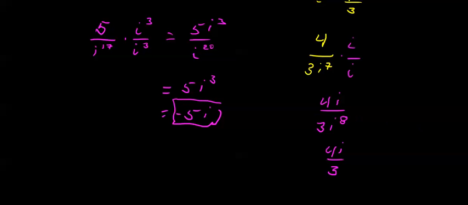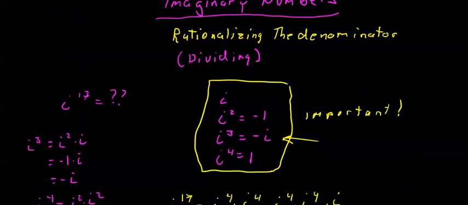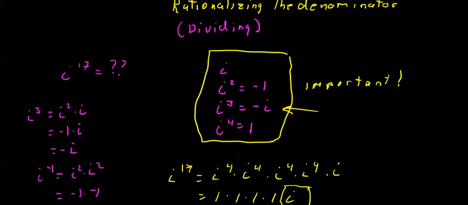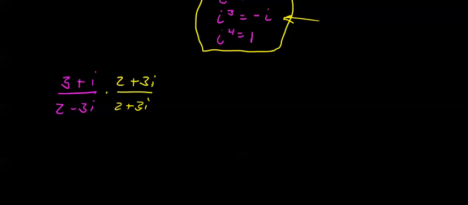Relatively simple. The last thing we're going to look at for dividing is basically what we did in the last unit, on our last test. What happens when we have something like 3 plus i over 2 minus 3i? This is exactly, 100% exactly like we did in the last unit. We need to multiply by the conjugate of the denominator. So we multiply top and bottom by 2 plus 3i. This is absolutely no different.